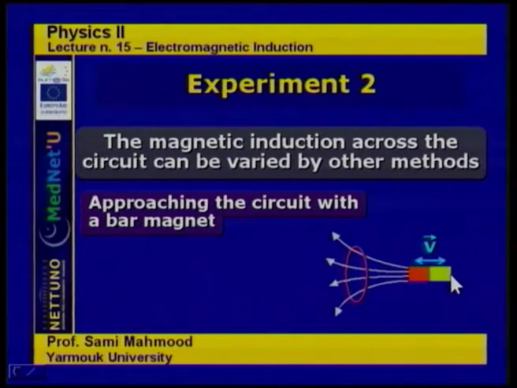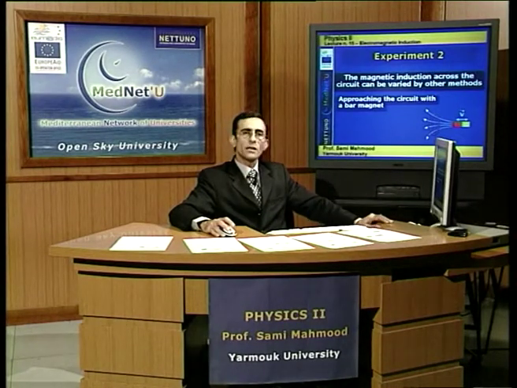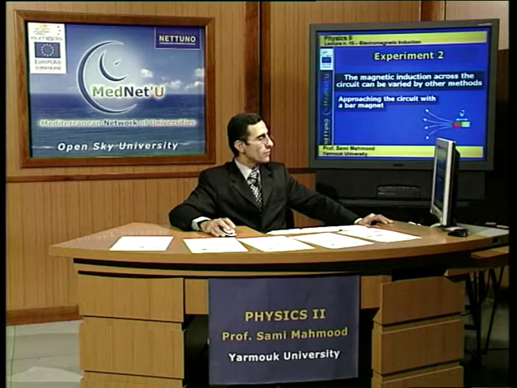bar magnet, then since the field lines of the bar magnet are fringing, as we approach the loop, the magnetic induction or the magnetic field will change across the loop. So that is another way of changing the magnetic induction across a rigid circuit. And also, in this case, we see the same result. Current starts flowing in the loop as we approach it by bar magnets.